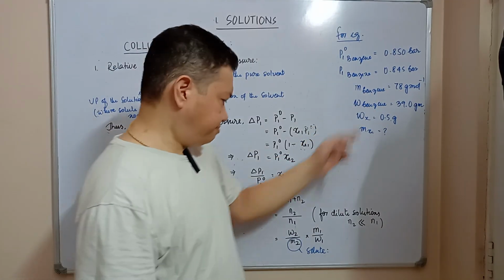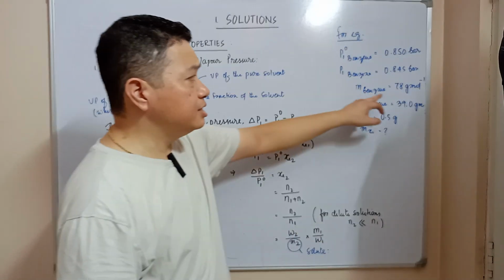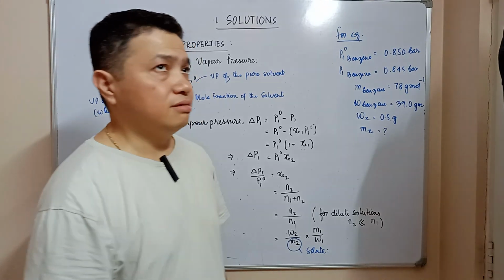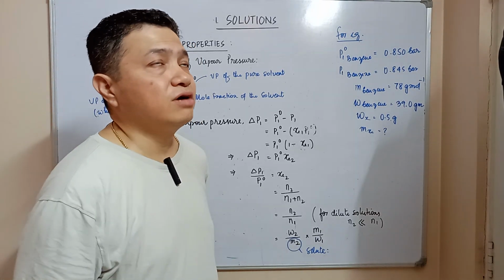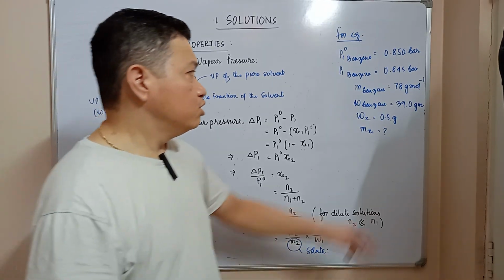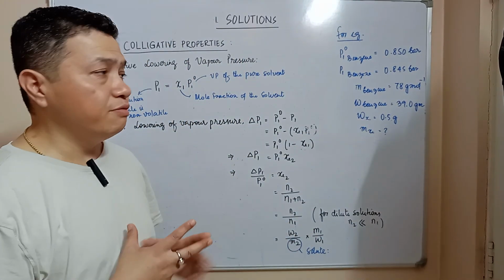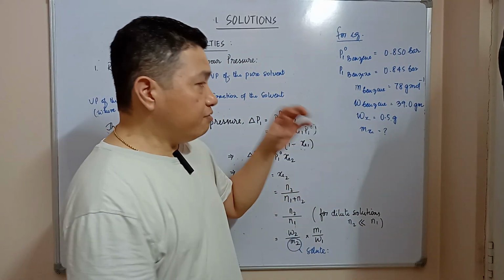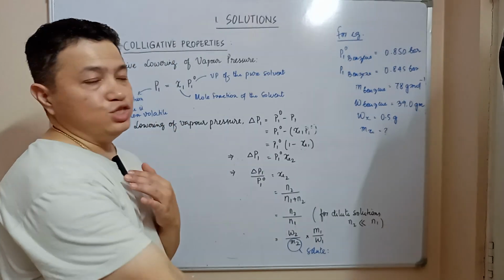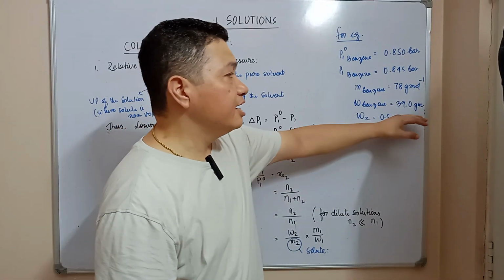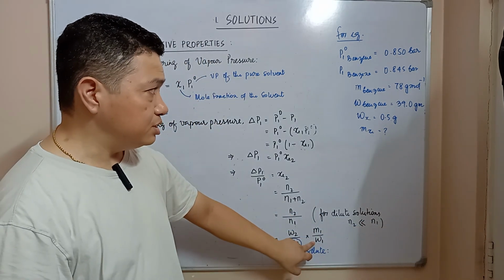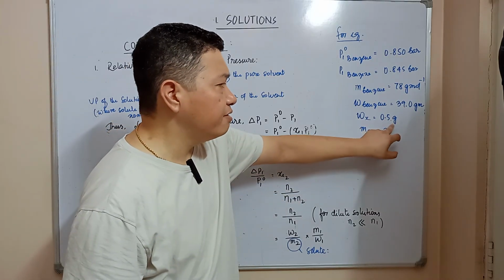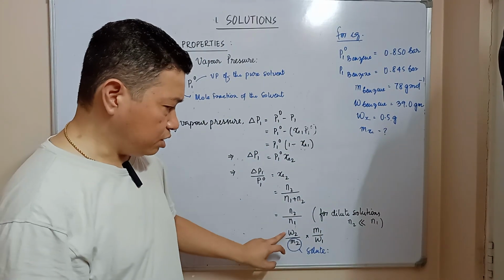Now you know that benzene, C6H6, has a molar mass of 78 gram per mole. You calculate it from the atomic mass of carbon, which is 12, and that of hydrogen, which is 1. So it becomes 78 gram per mole. Now, whatever the weight of the solvent, say there are 39 gram of benzene. In 39 gram of benzene, you are dissolving 0.5 gram of that unknown solid.